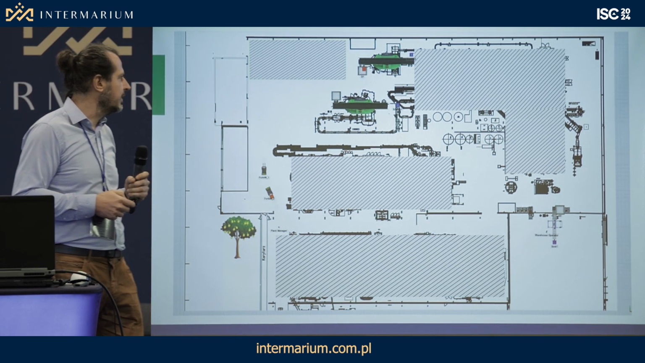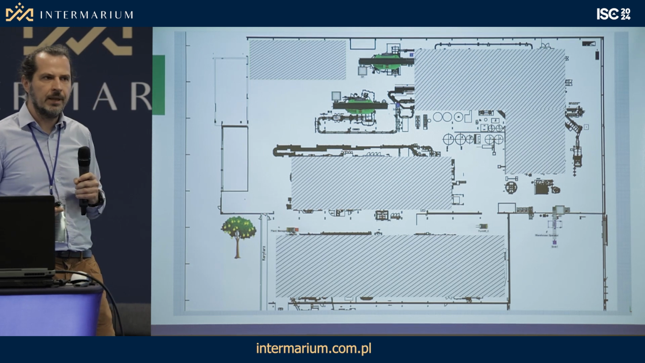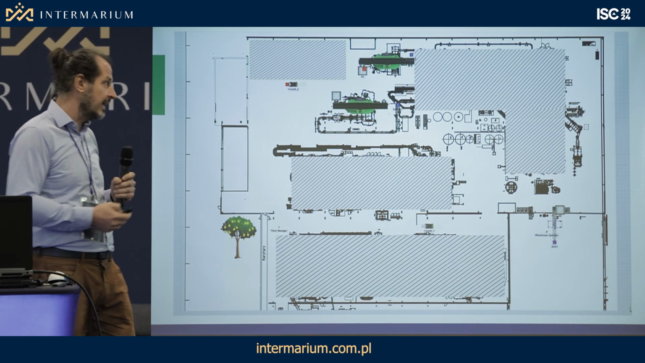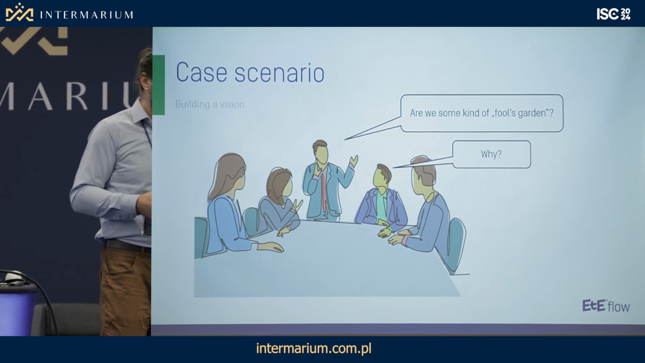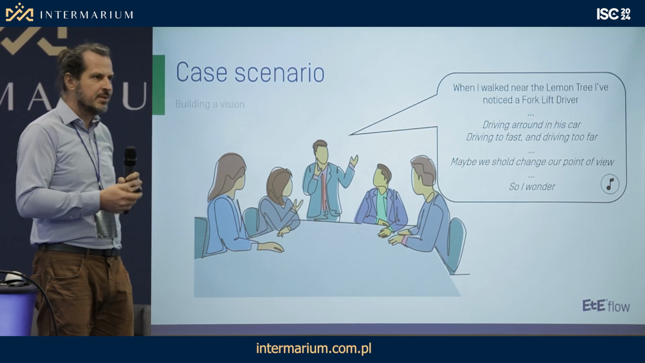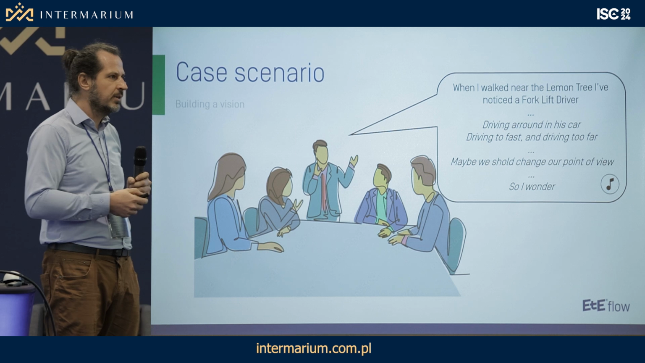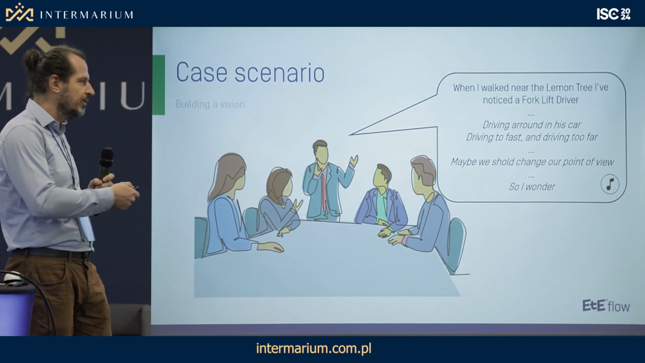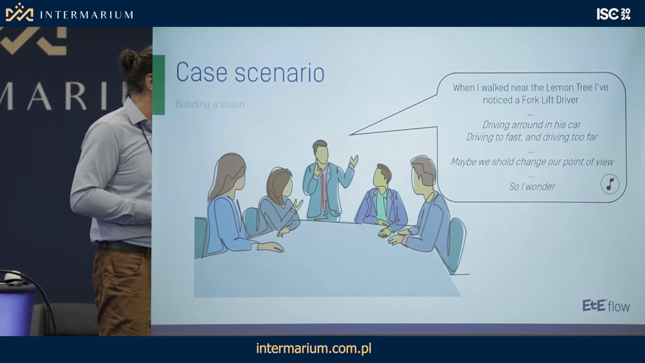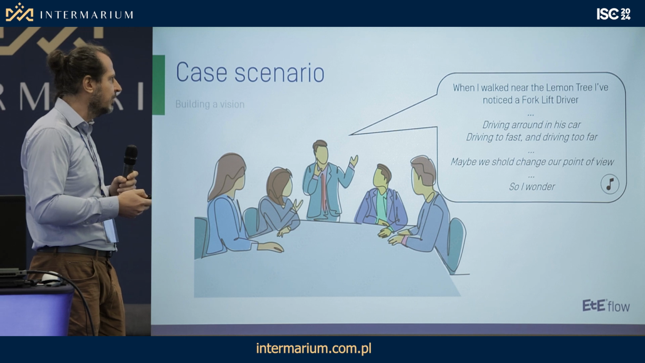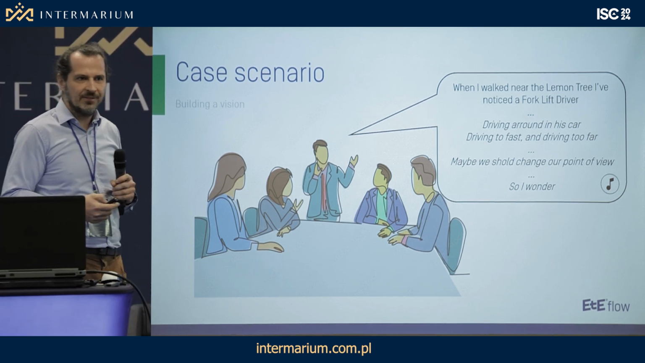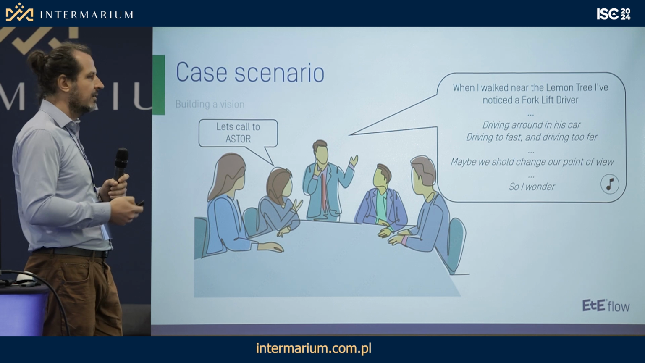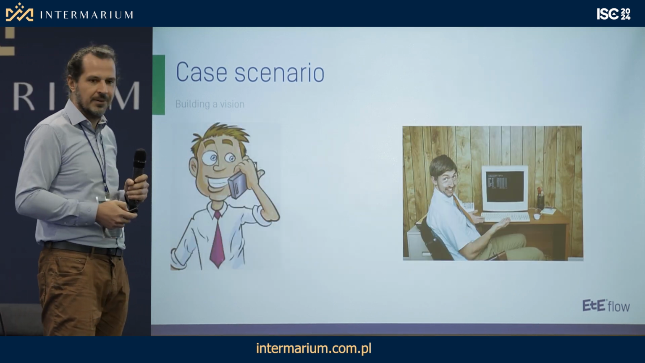And after this observation, he called a meeting with the production staff and asked, are we some kind of fool's garden? And why is that? Because when I was standing near the lemon tree, I saw a forklift driver that was driving too fast and driving too far. Maybe we should change our point of view, so I wonder. And because they know ASTOR already, they decided to call us. Let's call ASTOR. And they did.